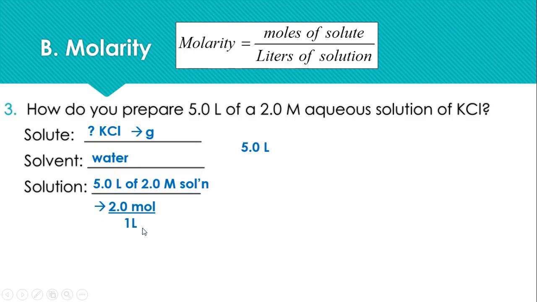Okay, so we'll start with the 5 liters that we have. It's the only other number value that I have that isn't made into a conversion factor. So we've got 5 liters times the molarity. Now I want to see if I'm going to use it exactly as I have it written, as 2.0 moles over 1 liter, or if I need to flip it. Well, liter needs to be on the bottom so that it cancels, so we'll just leave it exactly the same.